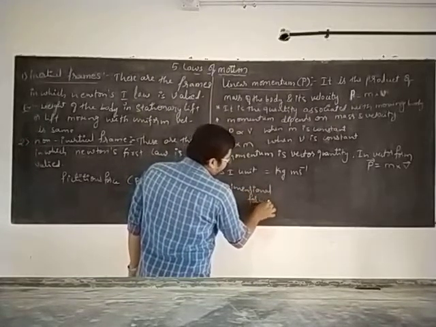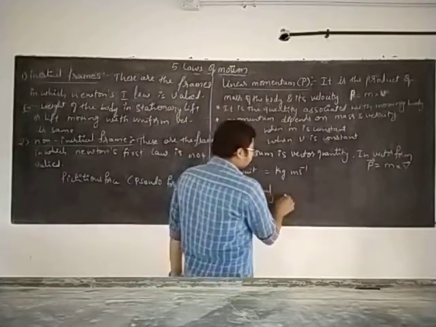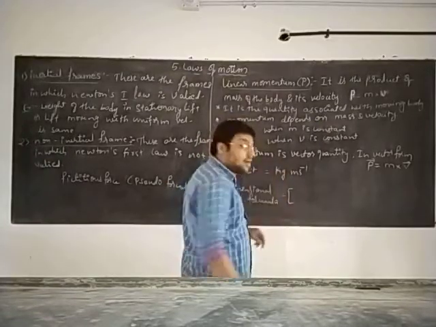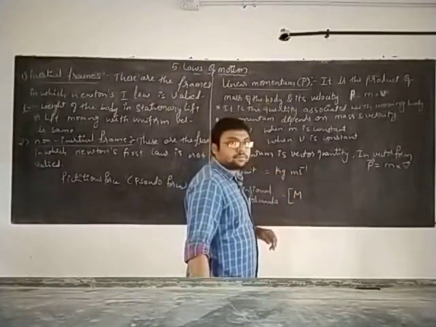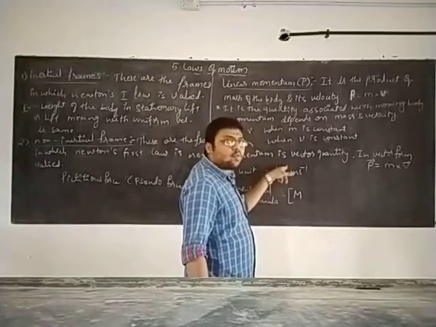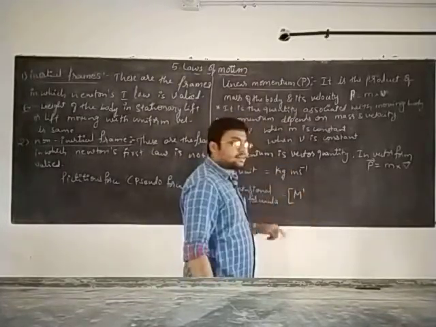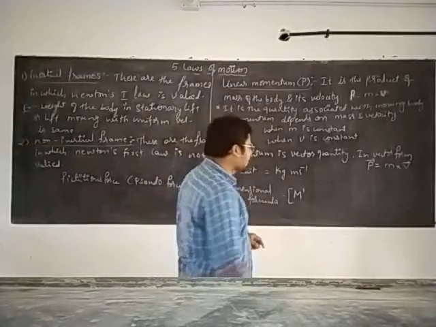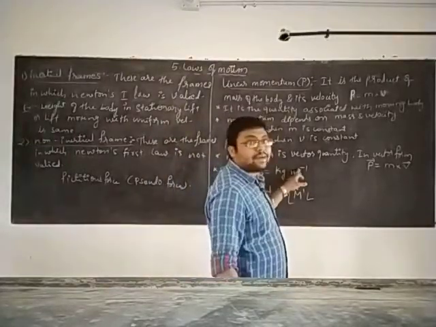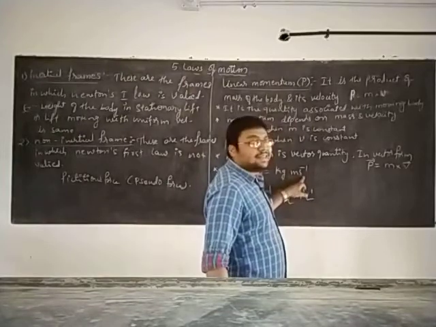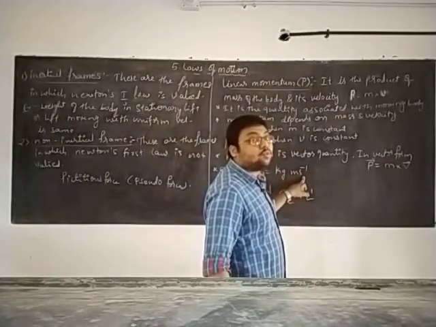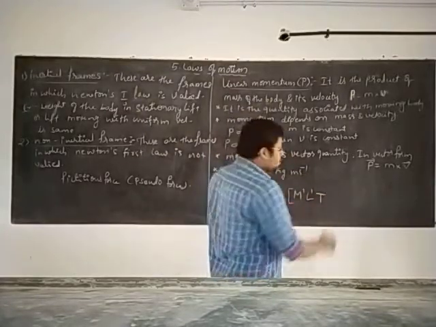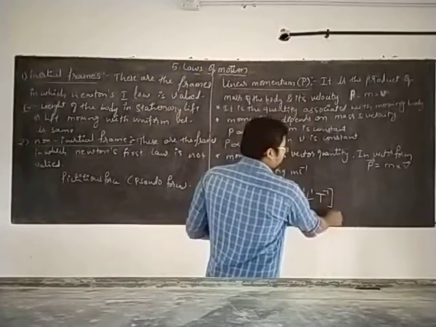Dimensional formula. Kg is the SI unit of mass and the dimension of mass is M. What is the power of kg? 1. So M power 1. Meter is the SI unit of length. What is the dimension of length? L. And what is the power of m? 1. And second is the SI unit of time. And what is the dimension of time? T. And what is the power of second here? -1. So here also -1.